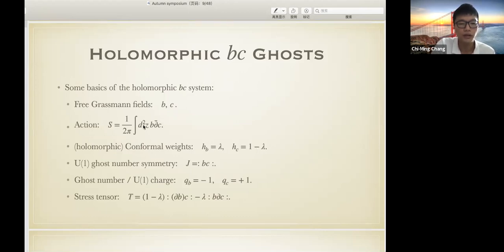And this theory has a U(1) ghost number symmetry. That's just given by b times c with a normal order. And under this U(1) symmetry, the b field has charge -1 and the c field has charge 1. And using b and c, we can also construct the stress tensor. And this parameter lambda appears in the stress tensor also.